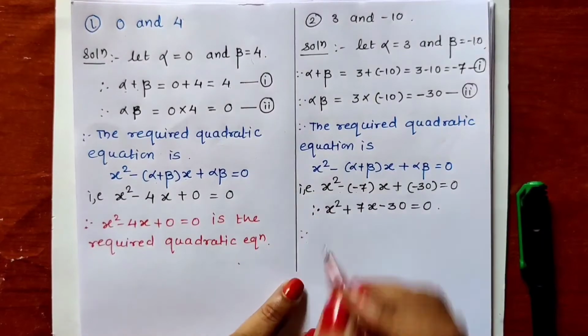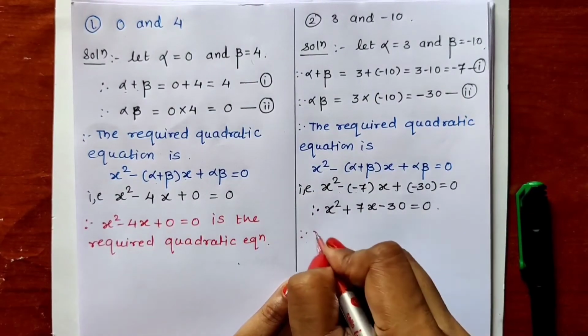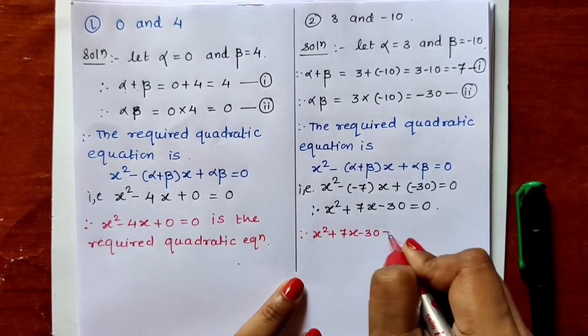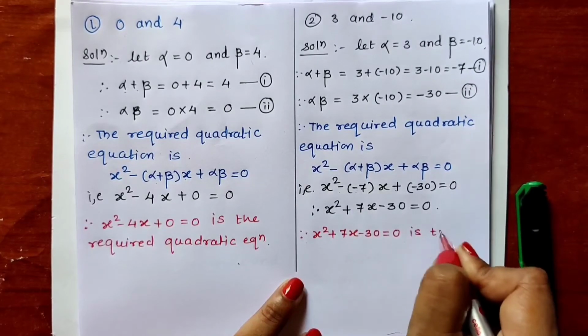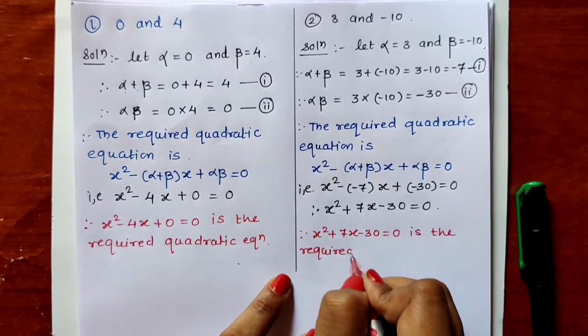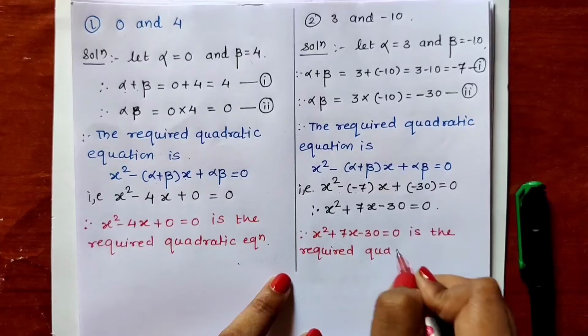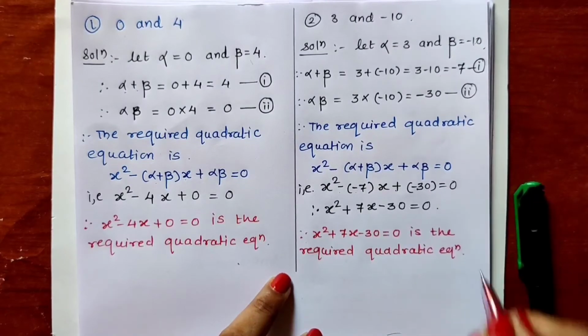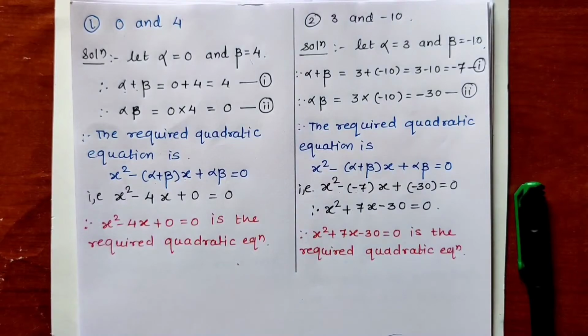Therefore x square plus 7x minus 30 is equal to 0 is the required quadratic equation. Okay, now let us go on third sum.